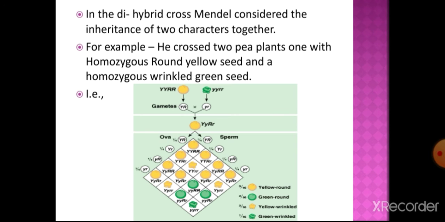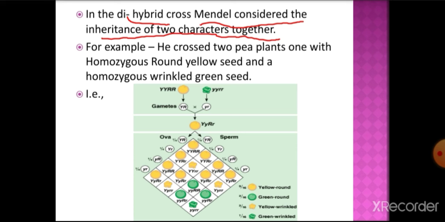Mendel's dihybrid cross. In the dihybrid cross, Mendel considered the inheritance of two characters together, right? In the monohybrid cross, Mendel had considered only one character's inheritance. In the dihybrid cross, he has now considered the inheritance of two characters together.